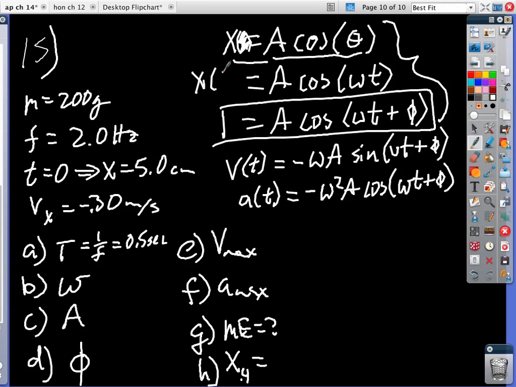Because x of t is here. Because this is the position function. This is position as a function of angle, as a function of theta. This one, finally, because it has a t in it, is position as a function of time. And then this one is position as a function of time with a possible initial angle.